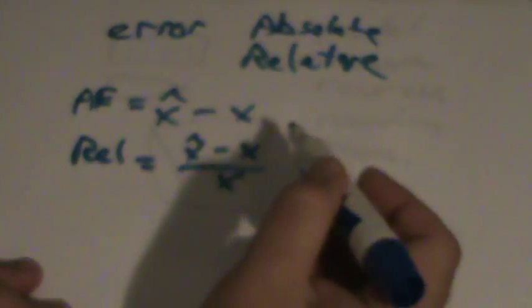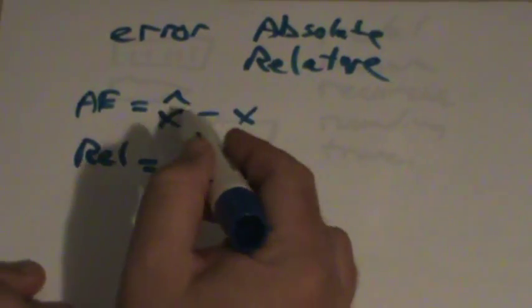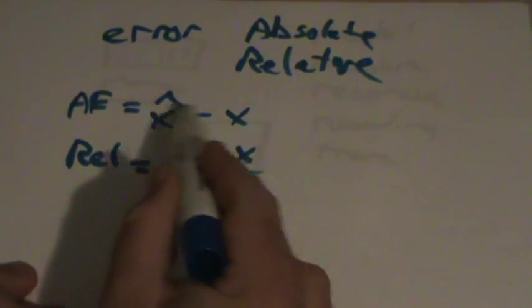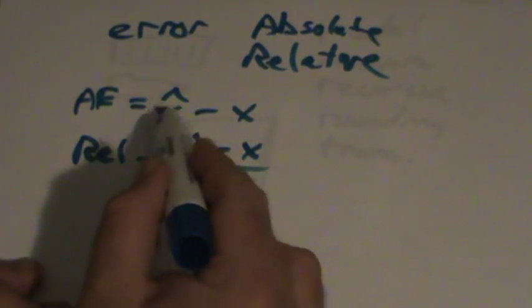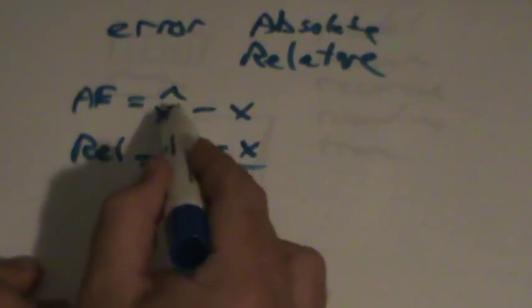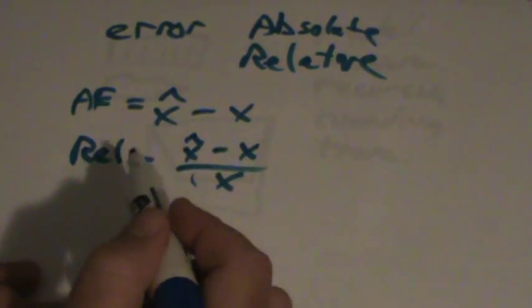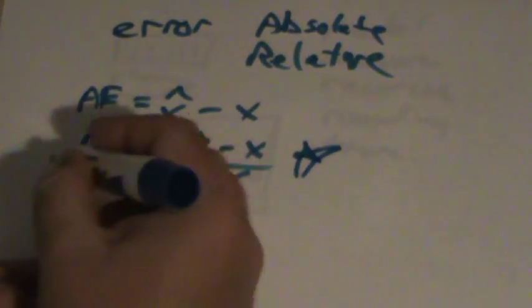So now you might wonder, why do I use each one of these? This is called absolute because this one is relative. It's relative to the size of x. And this one does not matter how big the numbers are. So a big number or a small number, you don't know what x is or x hat, this is absolute. Well, here's the reason why this one down here, the relative error, is usually the one we're more concerned with.